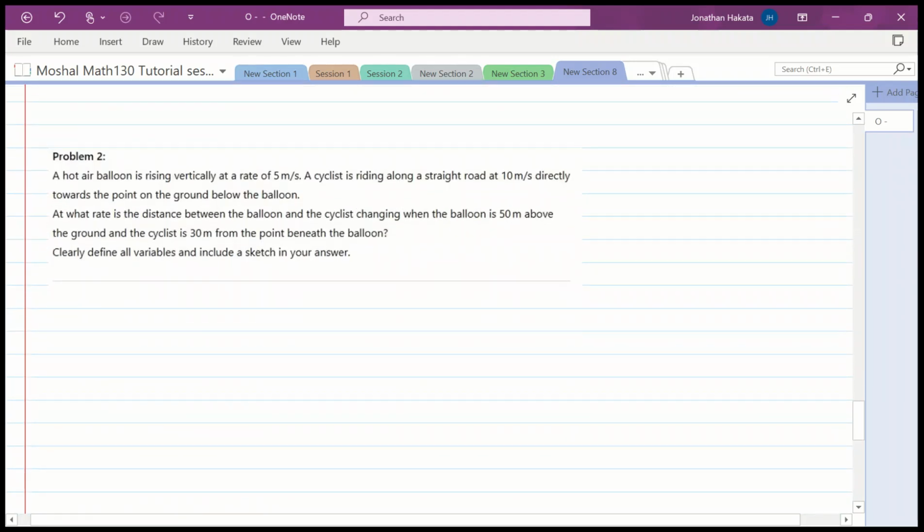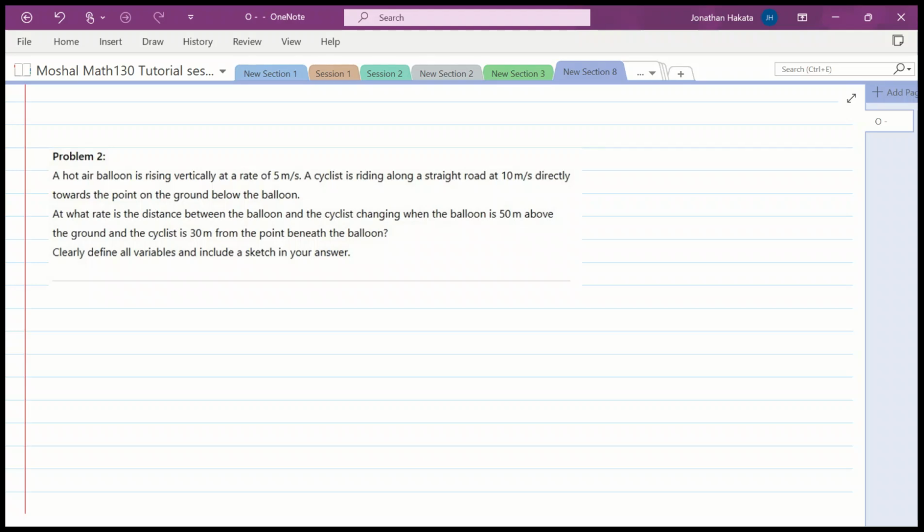I think I have one more question left after this problem 2. A hot air balloon is rising vertically at a rate of 5 meters per second. A cyclist is riding along a straight road at 10 meters per second directly towards the point on the ground below the balloon. At what rate is the distance between the balloon and the cyclist changing when the balloon is 50 meters above the ground and the cyclist is 30 meters from the point beneath the balloon? Clearly define all variables and include a sketch.